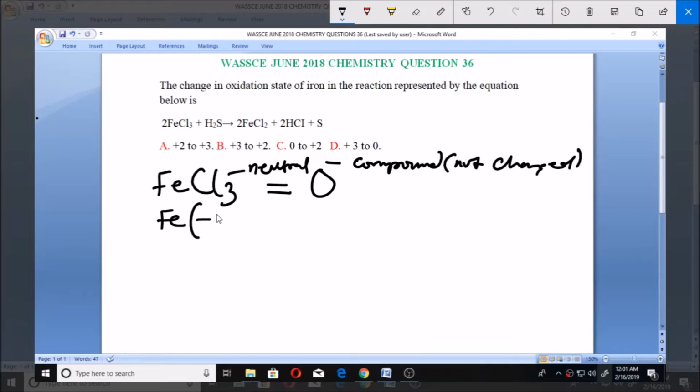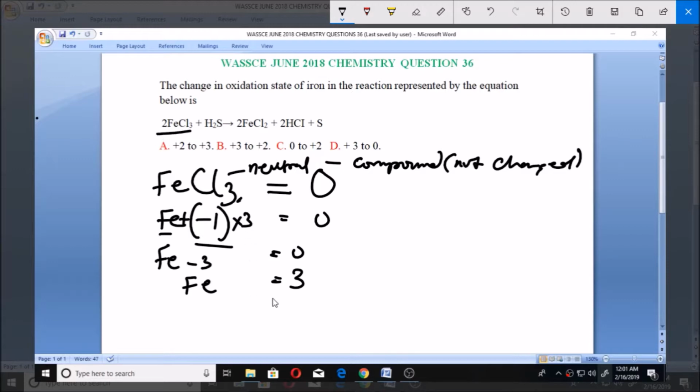for Cl is -1, and since there are 3 Cl, we multiply by 3, so the total is equal to 0. So the summation of the oxidation number of the iron plus that of the chlorine will give you 0, but you don't know that of the iron, so you write Fe plus -1 times 3, which gives -3, equal to 0. So the oxidation number of Fe here is +3, because the 3 going over will become positive, and that's why this is iron trichloride, because it is 3.